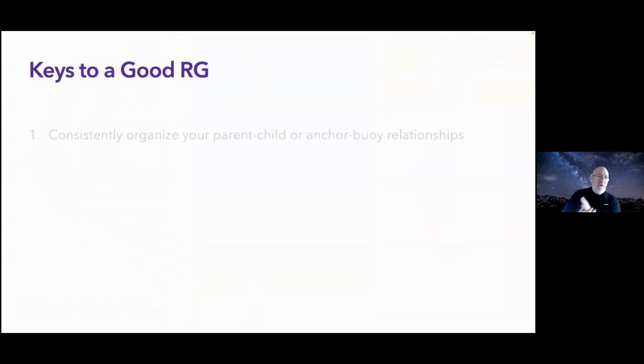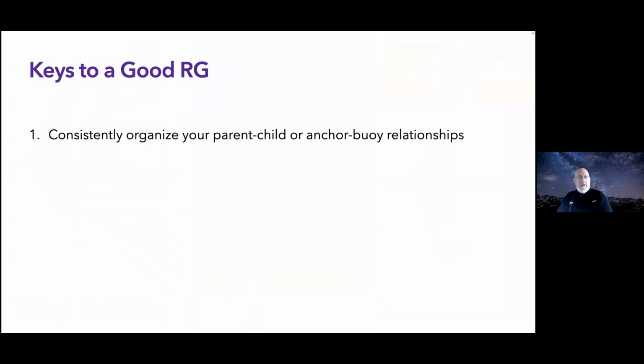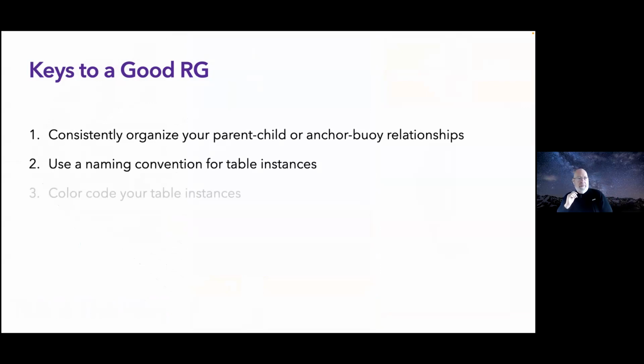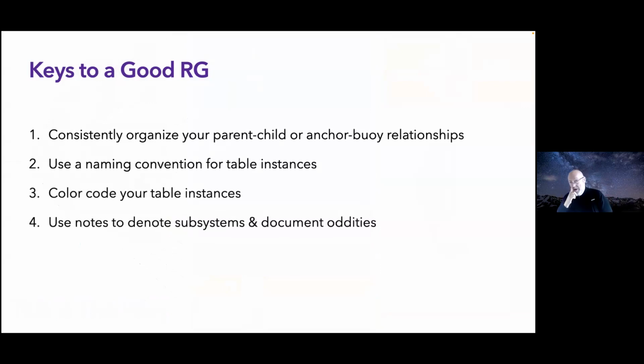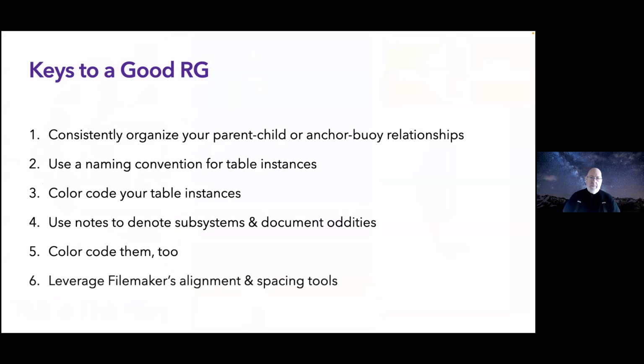So what are the keys to a good RG? Consistently organize your parent, child, and anchor buoy relationships. Use a naming convention for table instances. Color code your instances. Use notes to denote subsystems and document oddities, and color code them too. And leverage FileMaker's alignment and spacing tools.